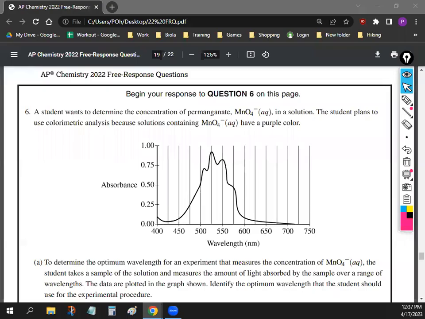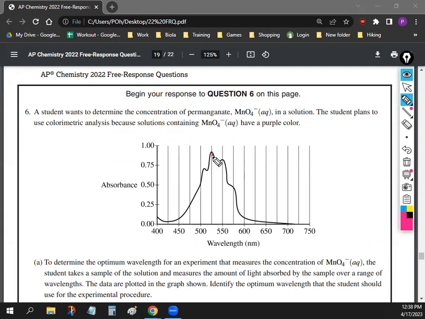Okay, so for number 6, we have a colorimetric analysis, and we get this wavelength chart. The question is basically just asking what's the optimal wavelength where you should measure this solution. The key here is the more absorbance there is, the better reading you're going to get, obviously, right? Because the solution will reflect more of the light. So what's the optimal wavelength?